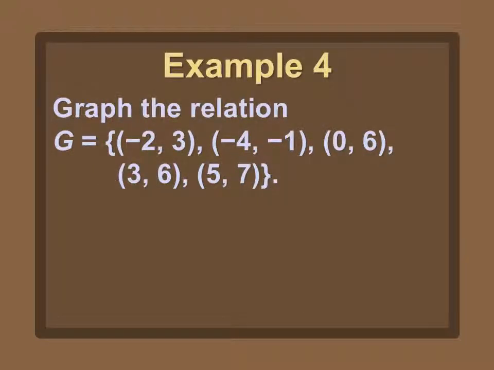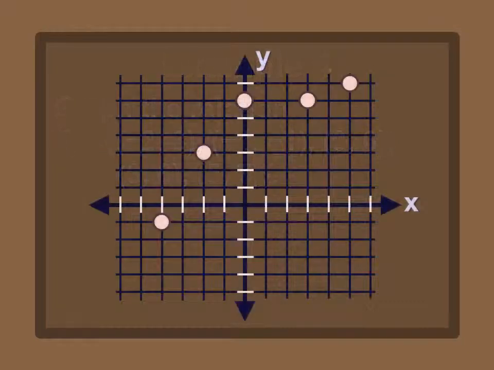So next example, we want to graph the relation. It's relation G, the one that we just wrote out. We already have the ordered pairs figured out, so we need to graph it. So we just need to graph these points on our graph. Okay, so we graph them there.